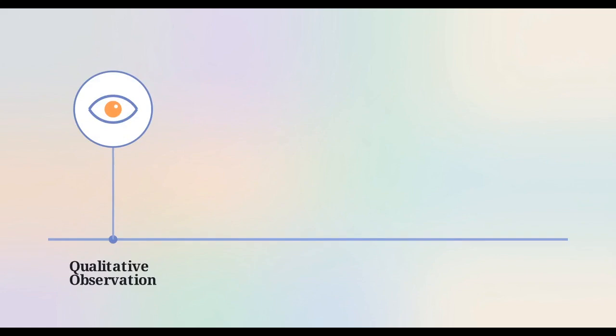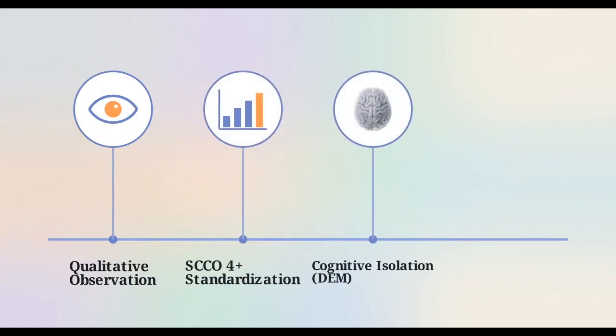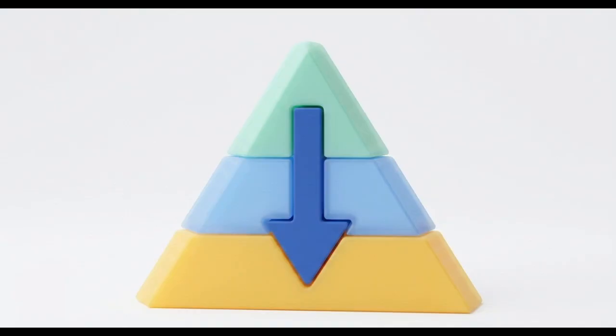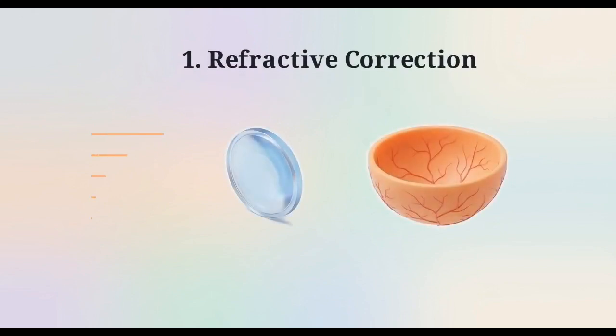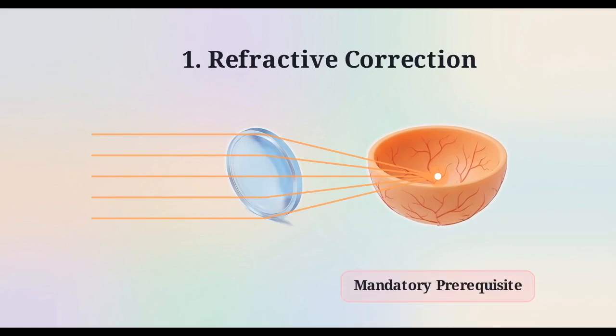Once the diagnostic pipeline is complete, the resulting data dictates the clinical management strategy. We have tracked the process from qualitative observation to SCCO 4+ standardization, cognitive isolation with the DEM, and infrared verification. If those tests confirm an underlying oculomotor dysfunction, such as frequent fixation losses, treatment follows a strict hierarchy. Foundational optical physics must be resolved first. Correcting any refractive errors with lenses is mandatory before attempting to rehabilitate the visual system.